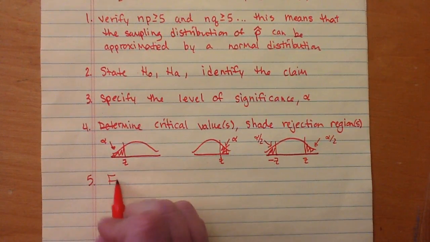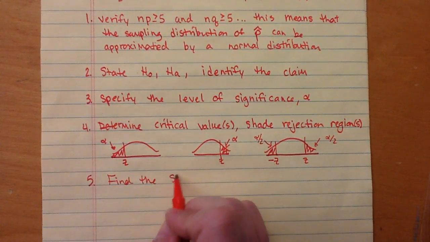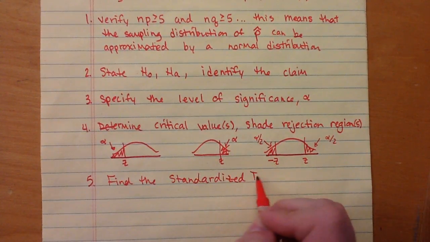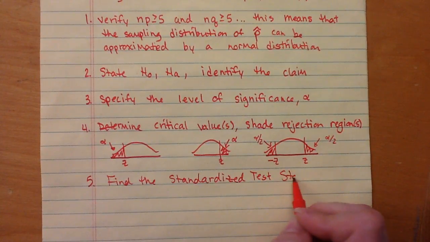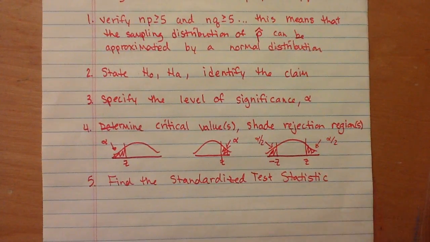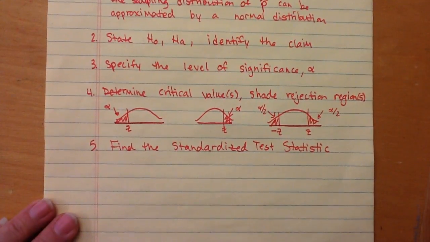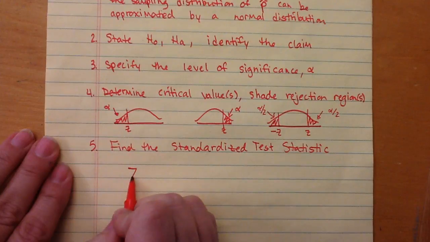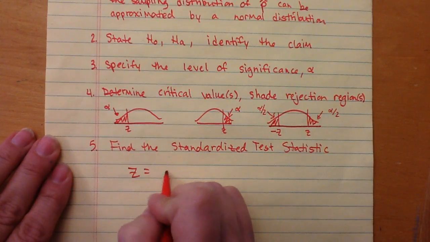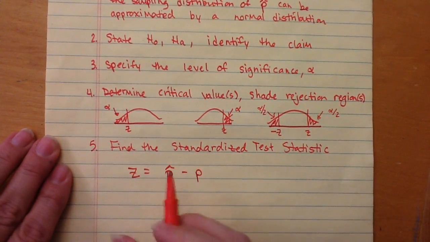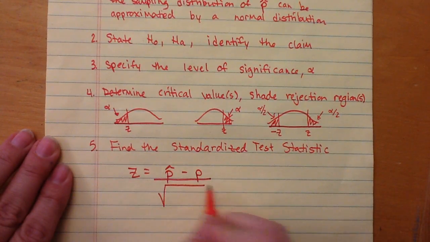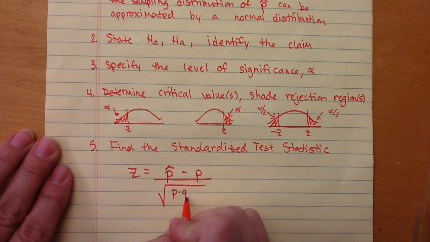Step 5, find the standardized test statistic. So we're going to be using z-scores, but we're using population proportion and sample proportion. So it's a little bit different formula. It's z equals p hat minus p divided by square root of p times q over n.